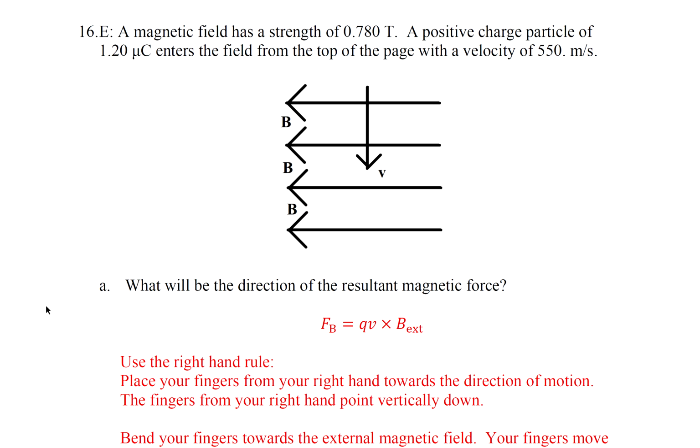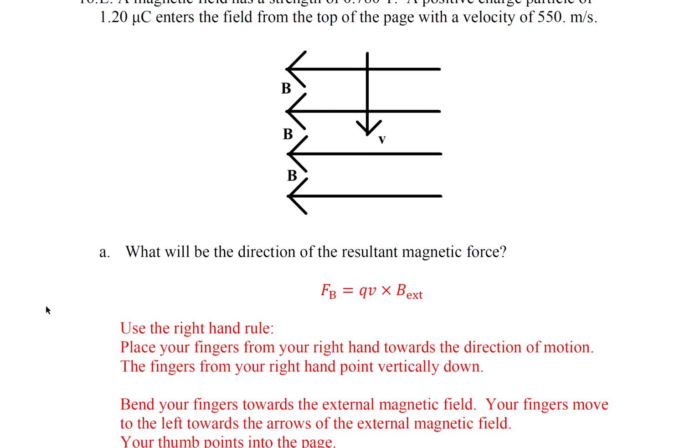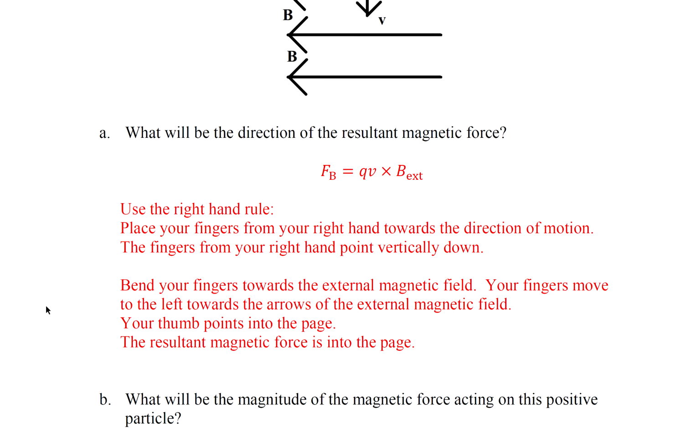Question 16, a magnetic field has a strength of 0.78 Tesla. A positive charged particle of 1.2 microcoulombs enters the field from the top of the page with a velocity of 550 meters per second. Part A, what will be the direction of the resulting magnetic force? F is equal to QVB. So it's going to be into the page.